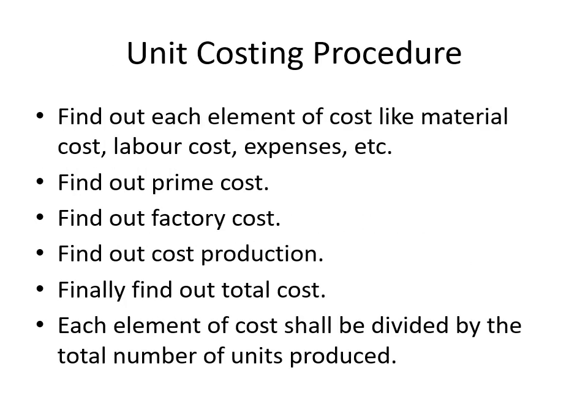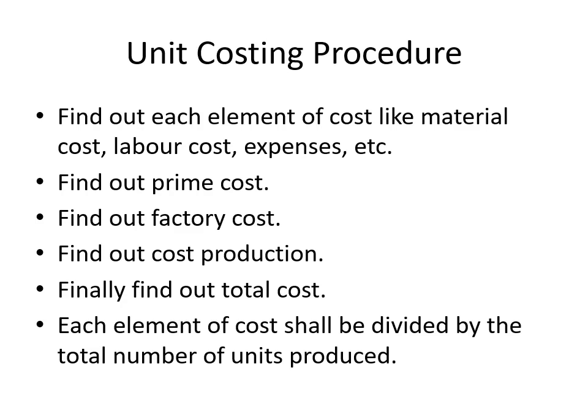Let us see the unit costing procedure. How the cost of producing a single unit is being ascertained. These are the steps. Find out each element of cost like material cost, labor cost, expenses, etc. This can be found out from the relevant records. Then find out prime cost. You know the prime cost is the total of direct material, direct labor and direct expenses.